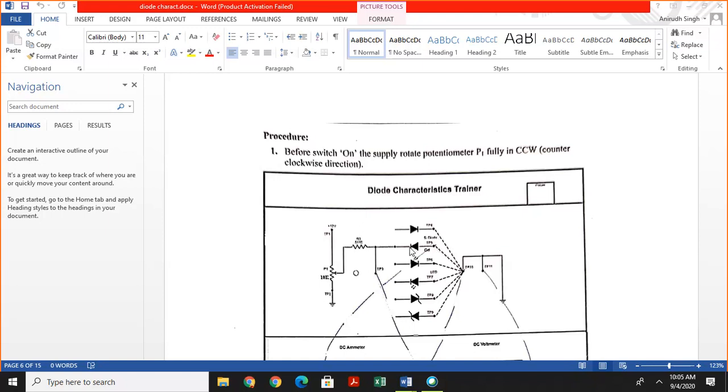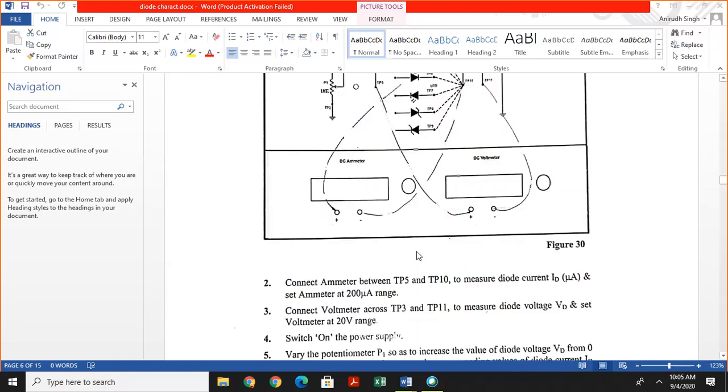In this case, the cathode is connected to the positive terminal. So this is a reverse biased germanium diode, and all connections are the same, but the range of the voltmeter is set at 20 volt, and in case of the DC ammeter, the range is set at 200 microampere.